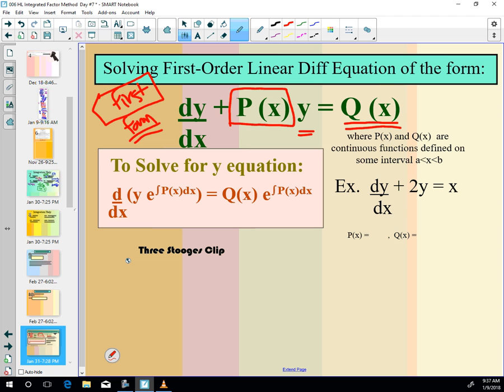Okay, so take a look at this one right here. dy/dx plus 2y equals x. By the way, we couldn't use substitution. We couldn't use separation of variables. This is unsolvable the way it looks right now.